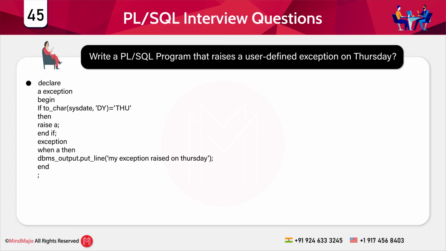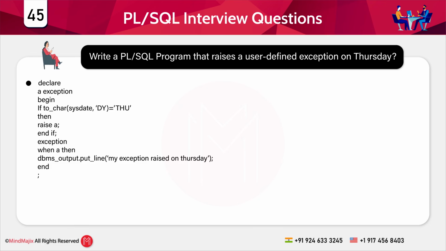As you can see here, this is the code that we have written for this question. Here you declare an exception called A, and from BEGIN you write the actual logic for this program. Here you define the condition: raise a user-defined exception on Thursday. So IF TO_CHAR, which is a function, and here you mention the date, and the day is Thursday, then RAISE A. And what is A? A is the exception over here. And here you end the IF condition.